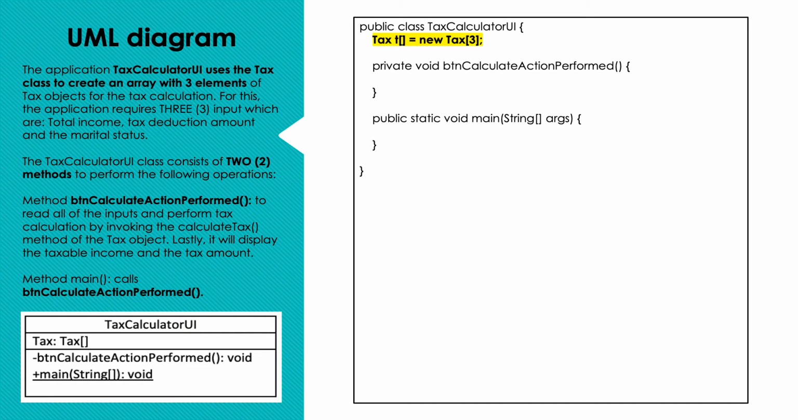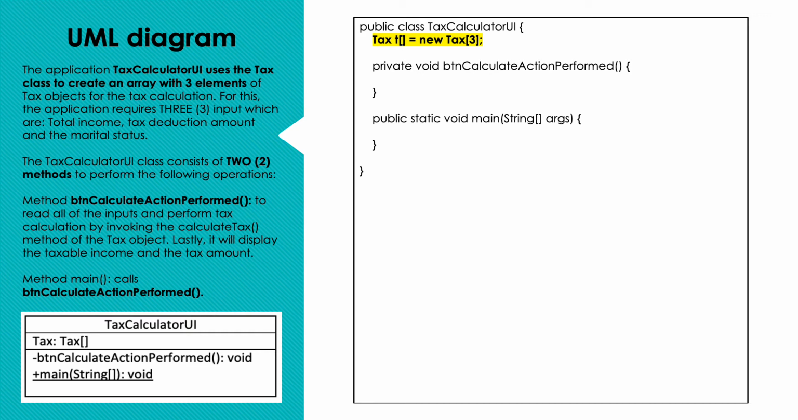And in the question, it says that we need to have an array with 3 elements. That's why we write 3. So we have 3 elements, and the index numbers that we will have are 0, 1, and also 2. Right? So those are 3 elements.